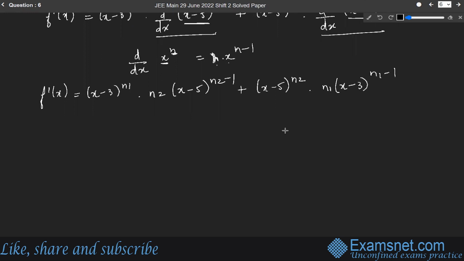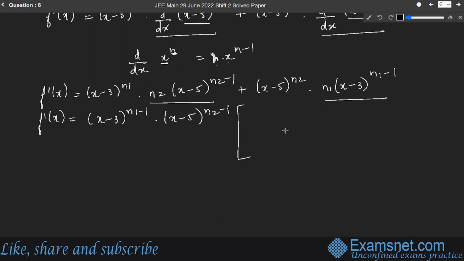All right. Now, if we take these two terms common from this expression, then we get f dash x is equal to... Firstly, let us take common. Okay. We are taking two terms common. What are the two terms? We are taking x minus 3 power n1 minus 1 and x minus 5 power n2 minus 1. These both terms are common. Okay, so if we take both these terms common, then what is remaining here? Here we have x minus 3, and we have n2.